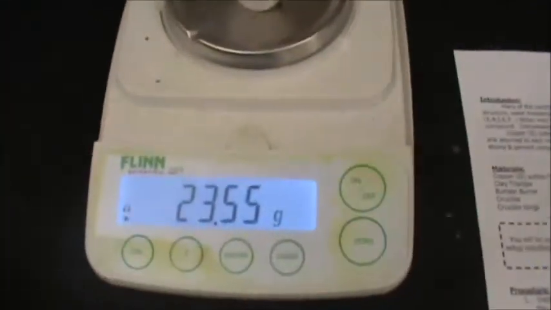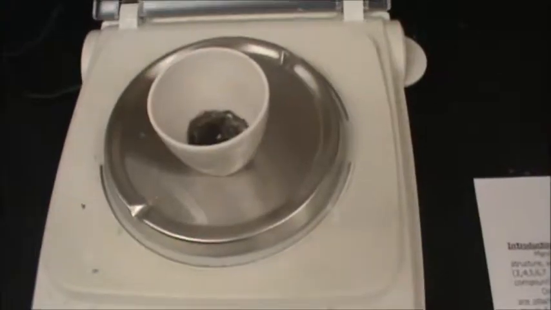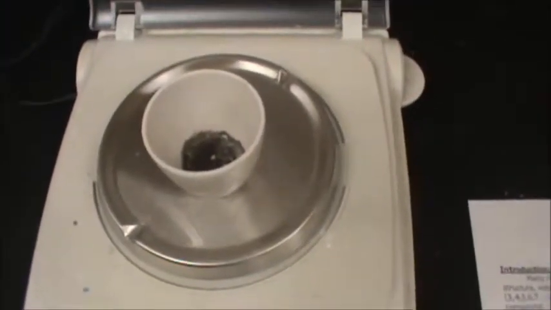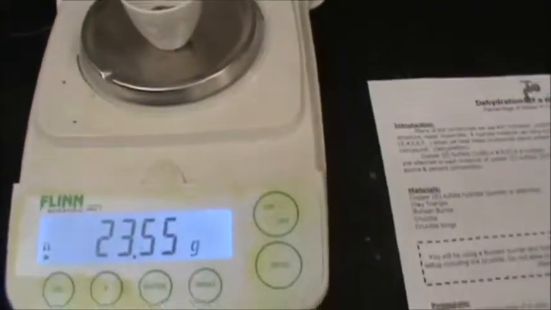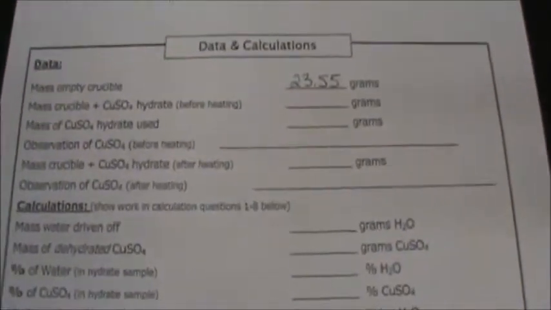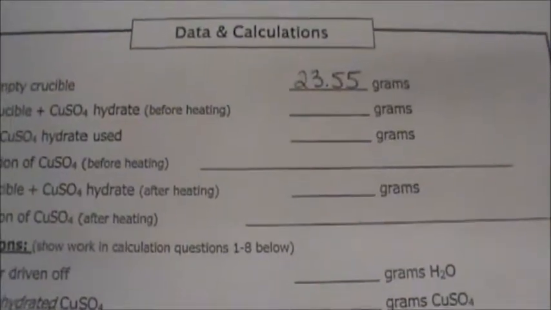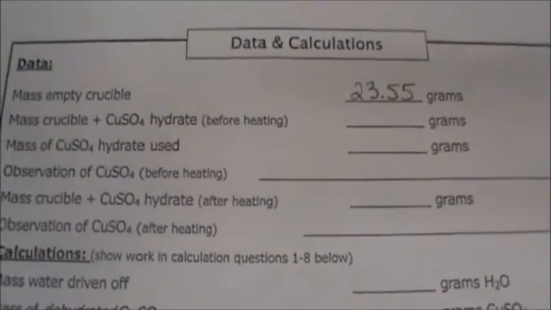So my mass is 23.55 grams. Whoa. 23.55 grams for the empty crucible. It's already clean and dried out. I did it ahead of time, so it's all ready to go. The next step is to take my, you see I can record my 23.55 grams of an empty crucible.